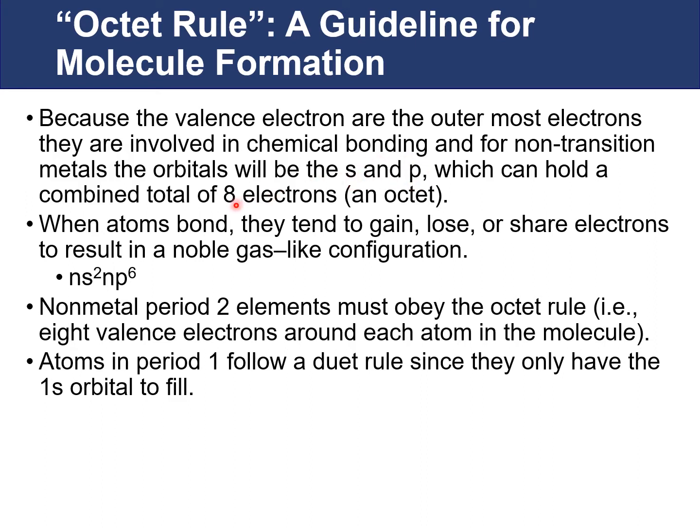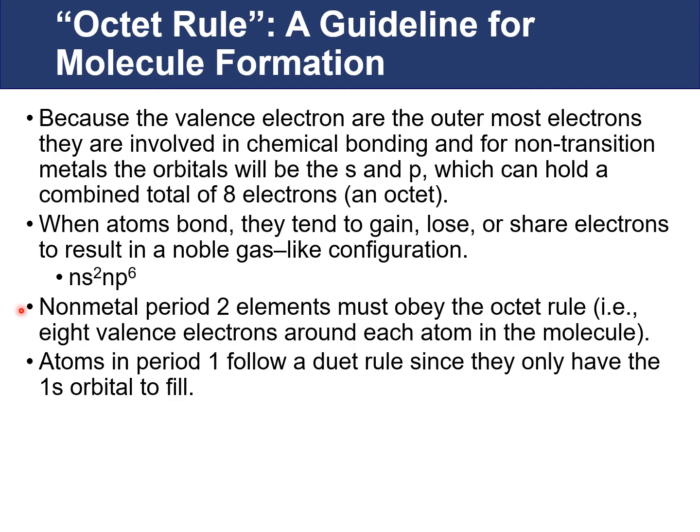When atoms bond, they tend to gain, lose, or share electrons to obtain a noble gas configuration. This would be, depending on the particular row, an s2p6 type configuration. So if we are working with the second row, that would be a 2s2, 2p6 configuration. If we're working with the third row, that would be the 3s2, 3p6 configuration for our valence electron shell.